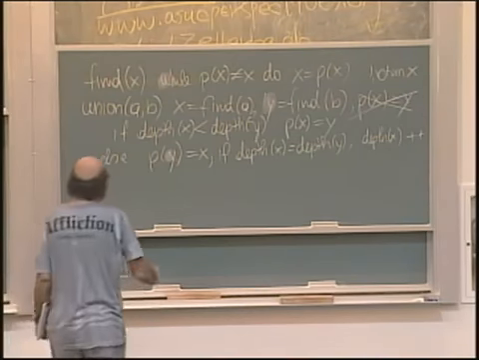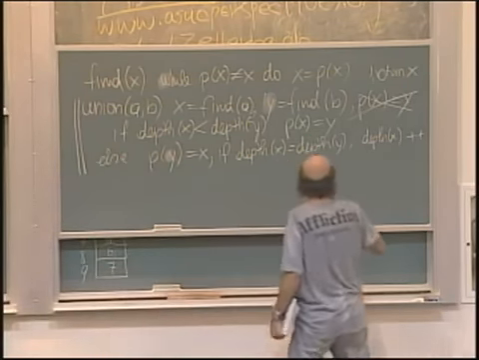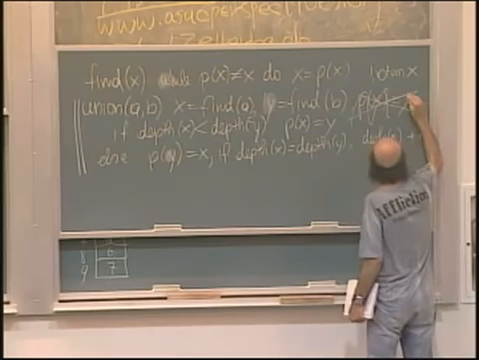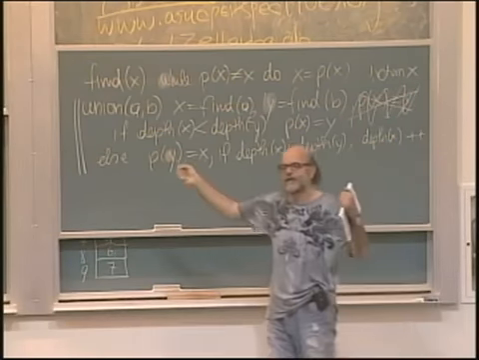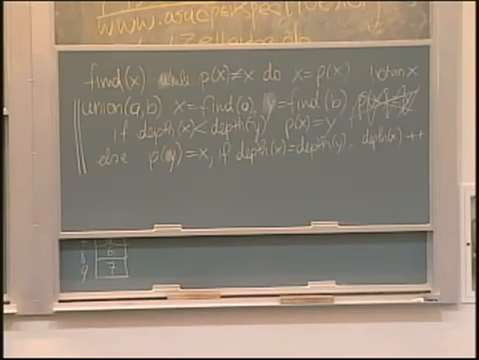So that's the code. That's the code for union. Instead of naively picking one and making it the parent, I choose the parent to be the one with greater depth. And if both roots have the same depth, then I still make one of them the parent of the other, but then I increase its depth because its depth has increased. Everybody sees that? That's it, that's the code.